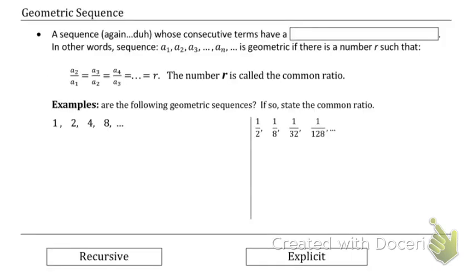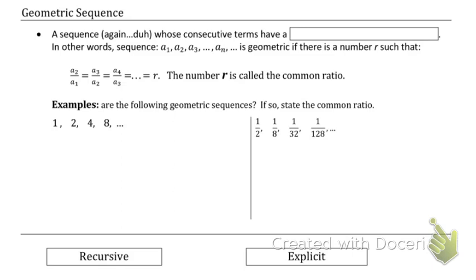Okay, then let's talk about today. We're going to talk about geometric sequences. So yesterday we talked about arithmetic sequences. Arithmetic sequences were adding the same number over and over and over. Geometric is going to be very similar, except for addition, we're going to change it to multiplication.